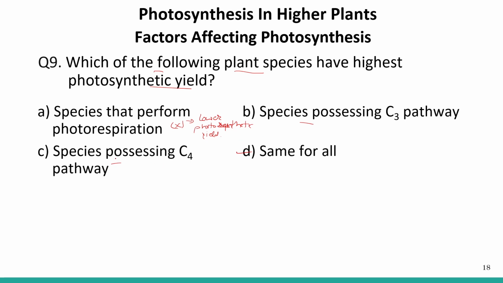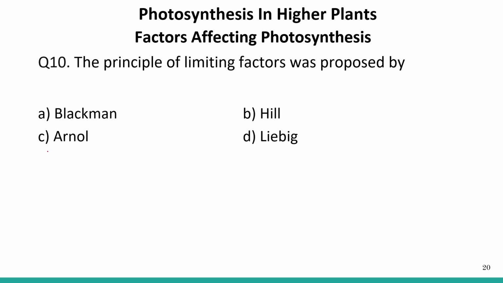Okay. Alright. Now let's talk about the second option, species possessing C3 pathway. So here, what happens? Photosynthetic yield is good but less as compared to C4 plants. Alright. But highest photosynthetic yield is seen in the C4 plants. Why? Because they avoid photorespiration. Okay, so the correct answer is species possessing C4 pathway.